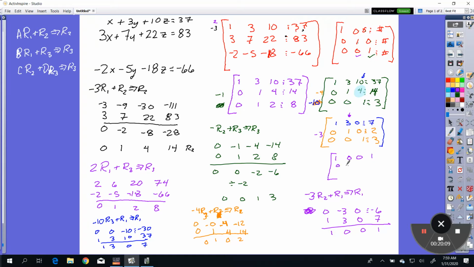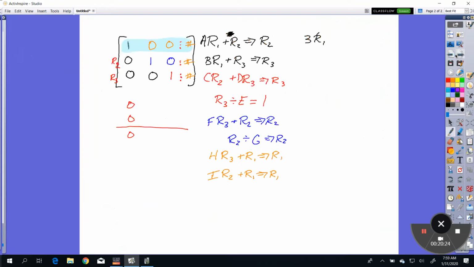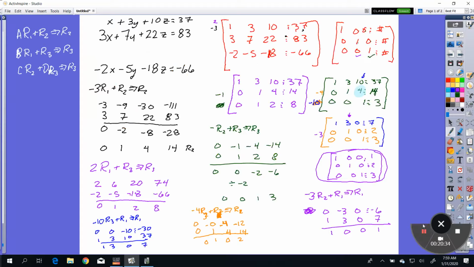Then my other rows didn't change. So X is 1, Y is 2, Z is 3. That's my final answer. I went through these steps that I talked about on the other page. So all of this, those are the steps that I took. It's a long process. It takes a lot of time. It takes a lot of paper. I'll show you a different way to do it.